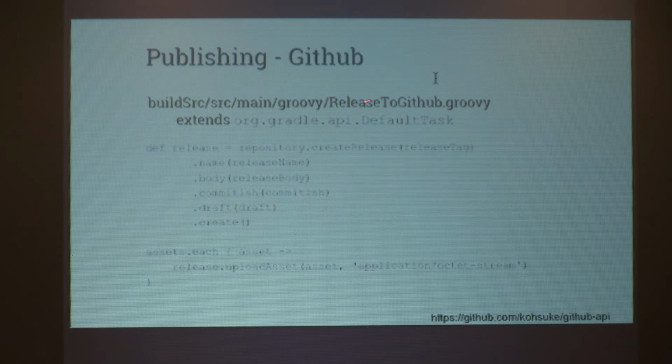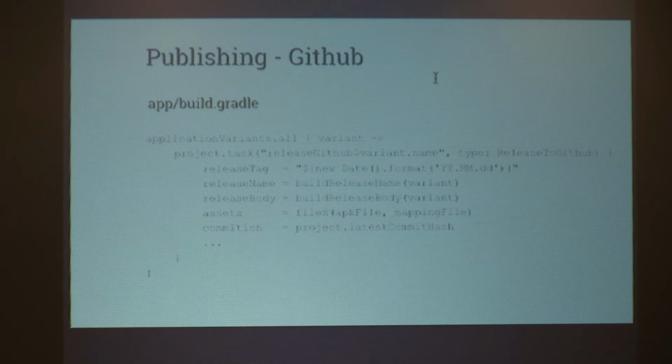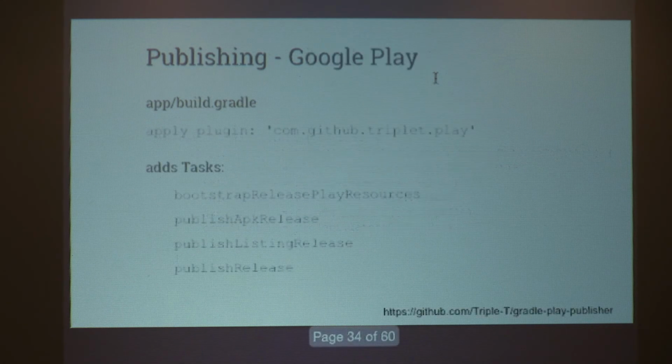So we create a task release to GitHub. It has to implement or extend some Gradle-based task. So we really create our own task now. Then it's just a matter of, for each variant, configuring this task, right? So now we create a lot of tasks here. For each variant, that means the combination of product flavor and build type, we create a task to upload that. And we also put in the ProGuard mapping files because we want to keep them.